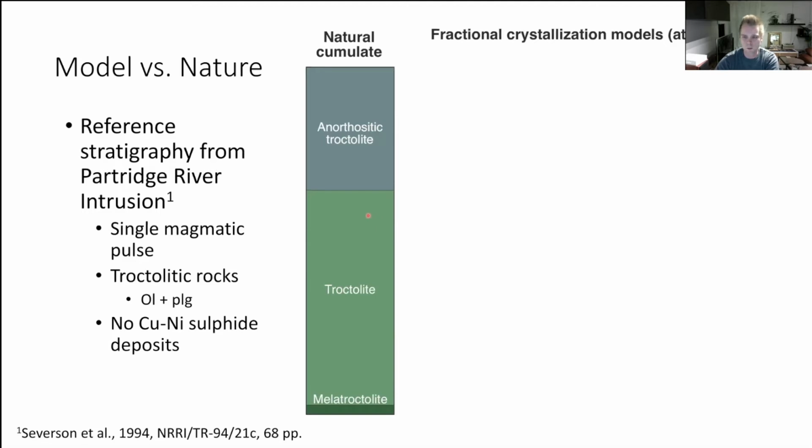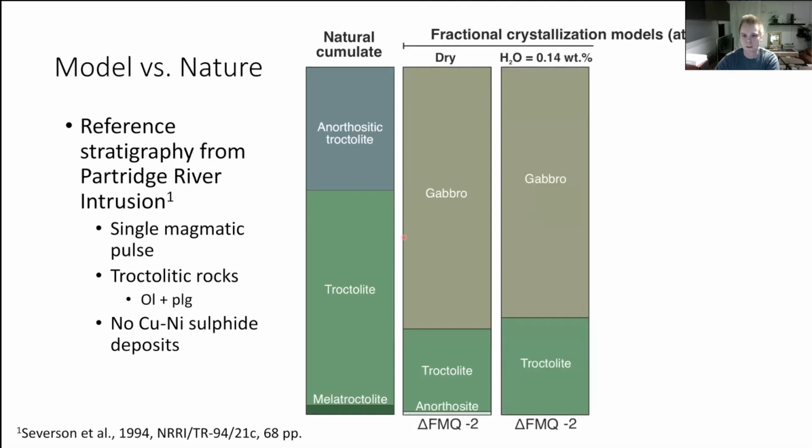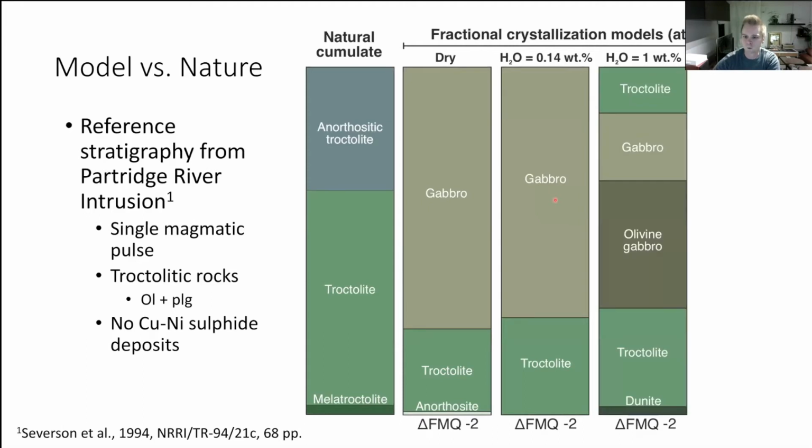So then let's look at our modeled sequences. With the dry magma, we first form a thin anorthosite, followed by a troctolite, and then a thick gabbro. Because of this thick gabbro, so clinopyroxene-rich rock, it's not applicable to the natural case. Then when we added 0.14 weight% water, it's about the same case. There's also a thick gabbro here. Then with 1 weight% of water, we get a dramatic increase in olivine-rich rock types. So we form first a dunite here, followed by a troctolite, olivine gabbros, then gabbros, and another layer of troctolite up there.